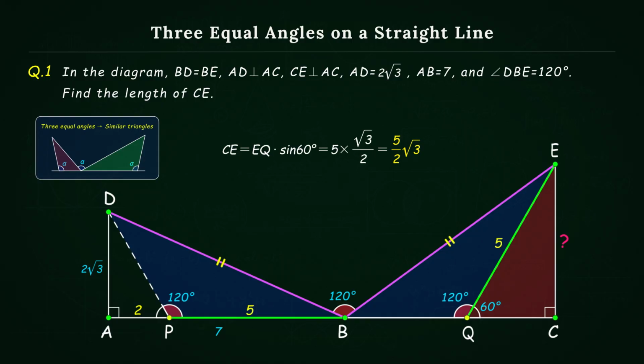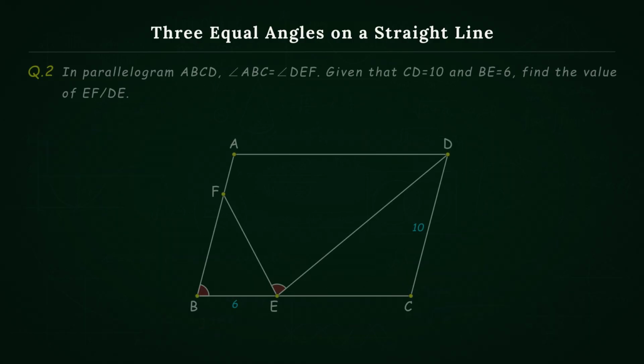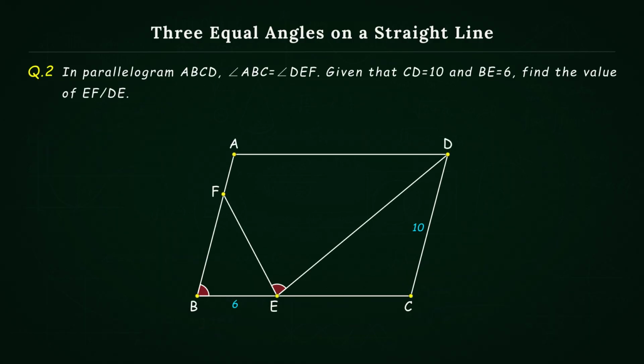Now, we can look at another question to help you understand this idea better. Here is the problem. We have a parallelogram with 2 equal angles. 2 lengths are given, and we need to find the ratio of these 2 segments. Take a closer look. We only need the ratio of these 2 segments. Instead of finding each length individually, can we solve it in a smarter way?